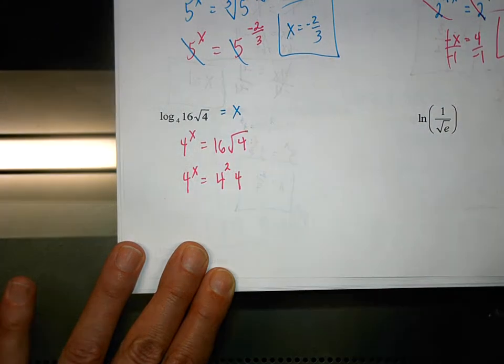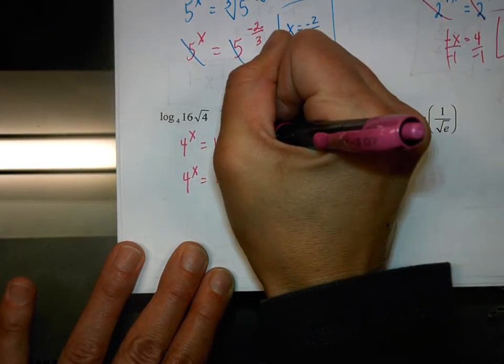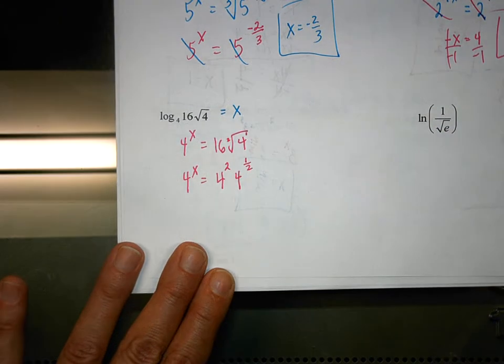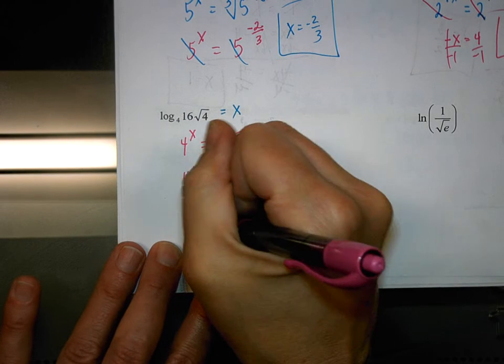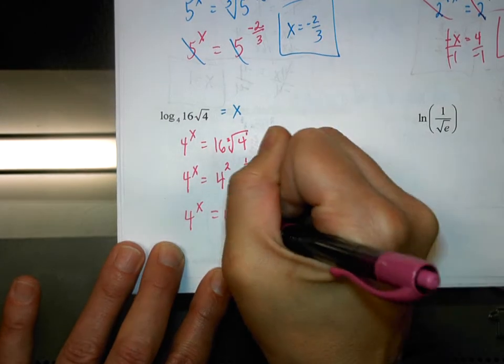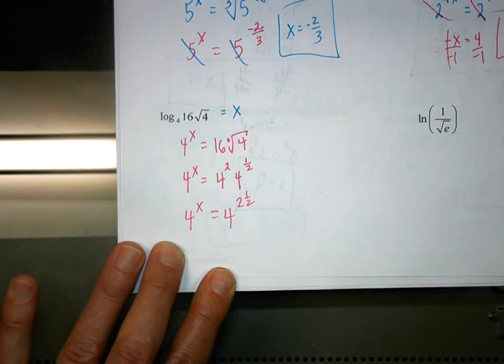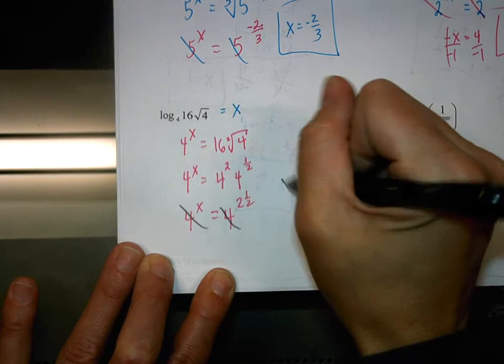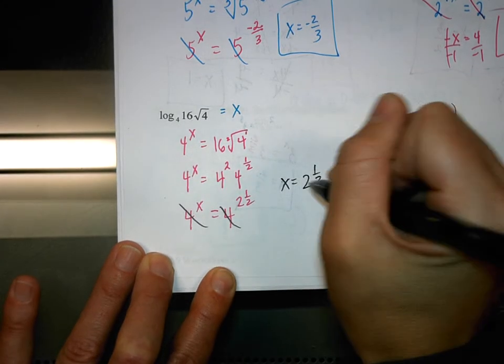Oh, so this is 1 and this is 2, right? And so it becomes 1/2. When we have like bases that are multiplying, we add the exponents, and so we end up with 4 to the x equals 4 to the 2.5, which means that x equals 2.5. Well done.